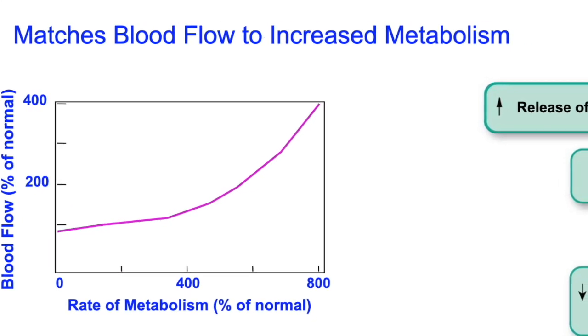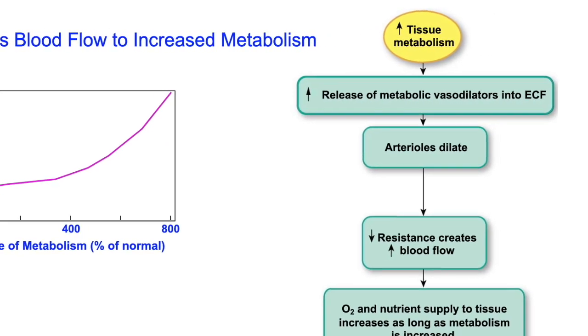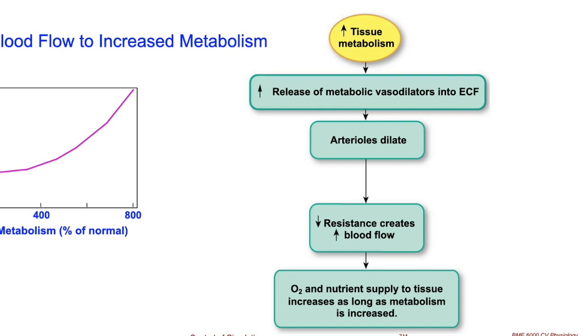For example, we can look at the active hyperemia, not the reactive, but the active hyperemia. This is when the rate of metabolism goes up. So in this case, the tissue metabolism goes up, and that generates a need, and there's a release of a vasodilator then. There's a substance again that responds to that increase in metabolic level by dilating. And when things dilate, of course, we get a decrease in resistance, increase in blood flow, and the oxygen supply increases to meet that metabolic demand.